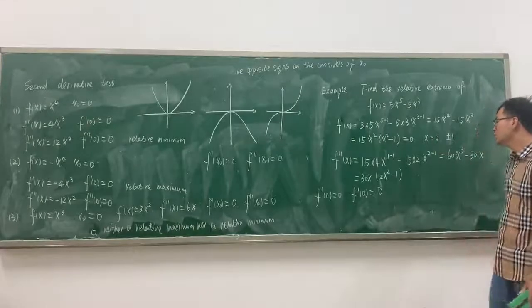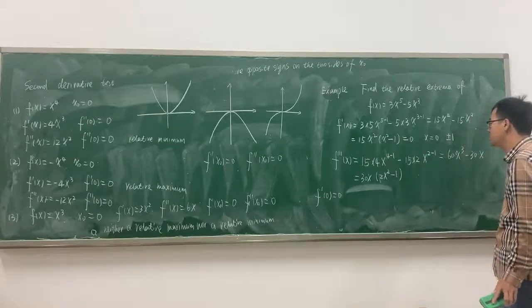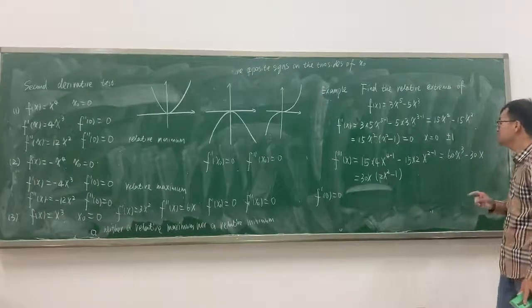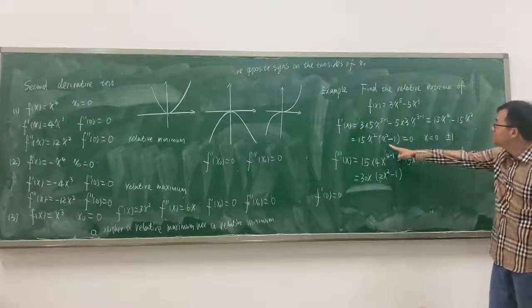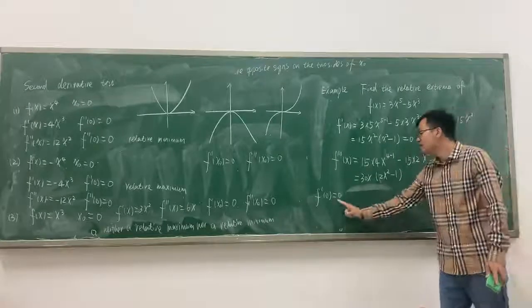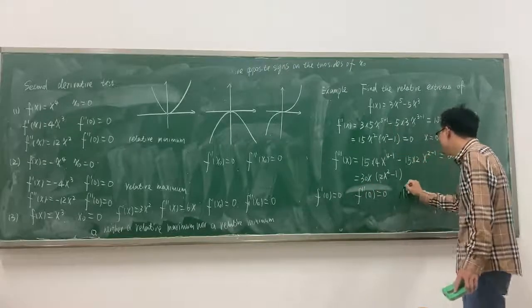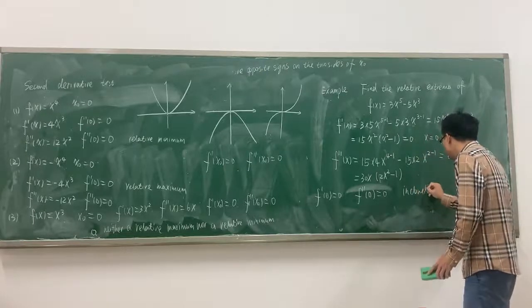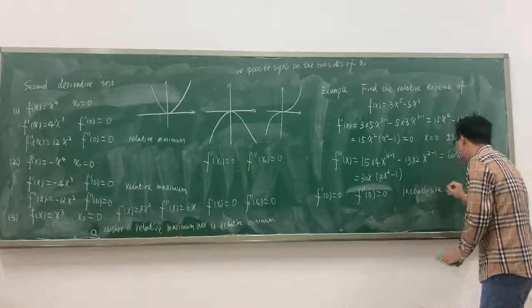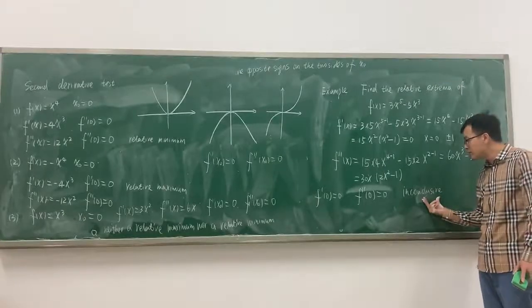So how to do it? At this point, f prime equal to 0 and f double prime equal to 0, so it is inconclusive. So we need to clear it by the first derivative test.